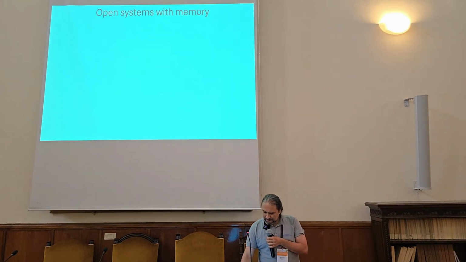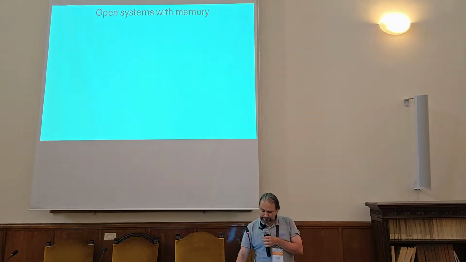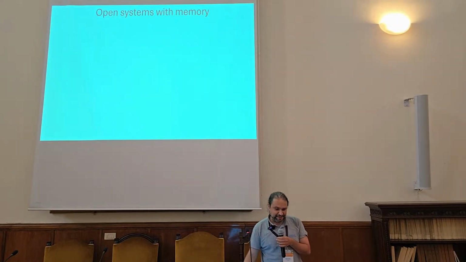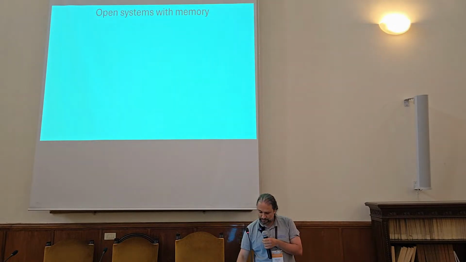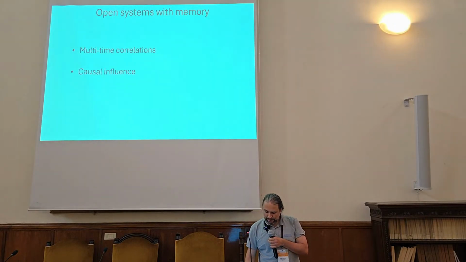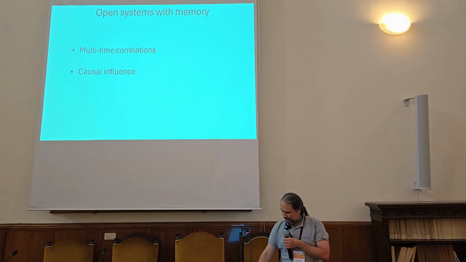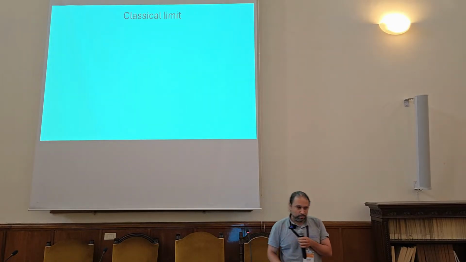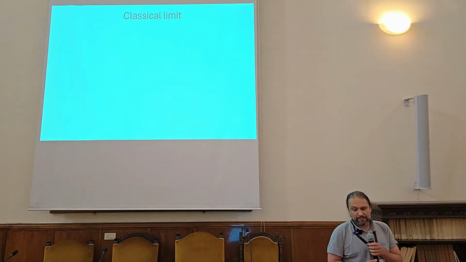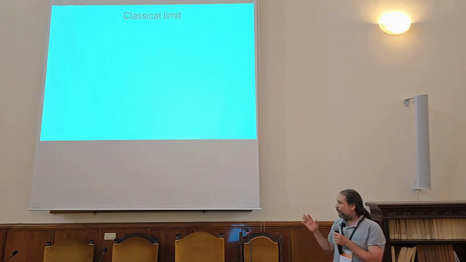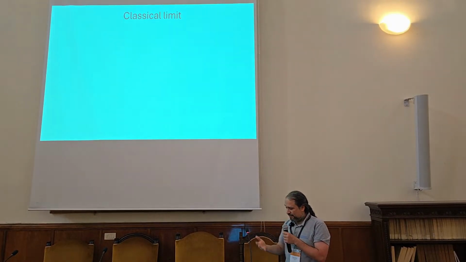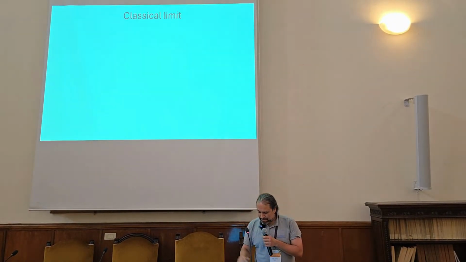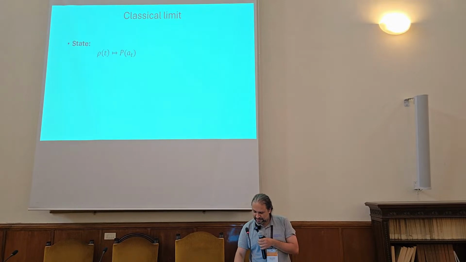So what does it mean in a conceptually open system with memory? What are the key ingredients that I believe the picture I just showed you misses when you want to talk about systems with memory? We have to talk about multi-time correlations and causal influence. And to make you understand why these concepts are important, I will not start with the quantum case, which is conceptually difficult in a way, from how it's usually presented. I will consider directly the classical limit.